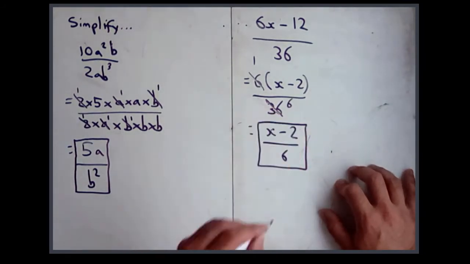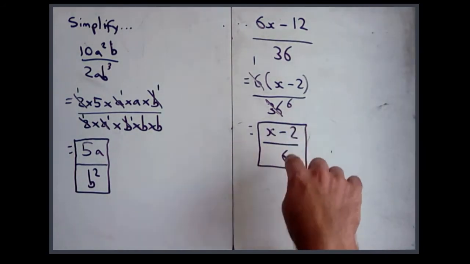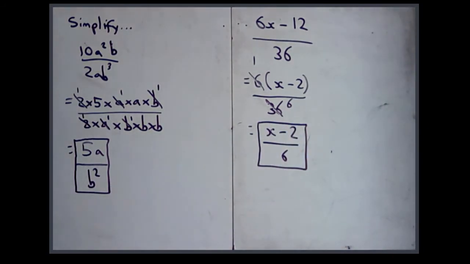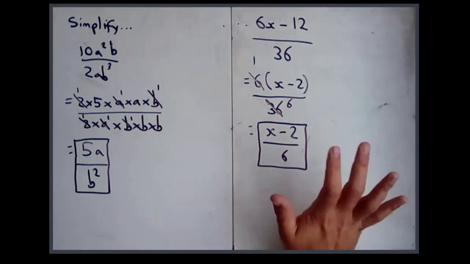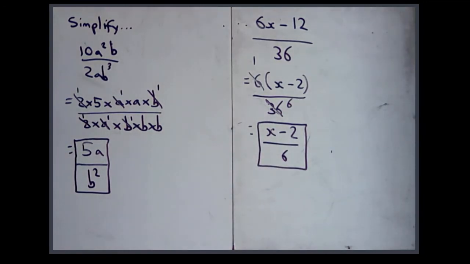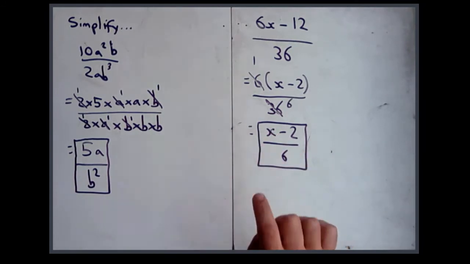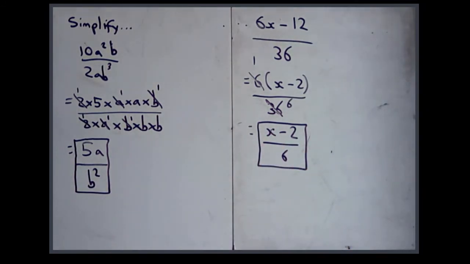You will see a lot of people, please don't be one of them, that will look at the 2 and look at the 6 and say, oh, I can divide both of those by 2. You can't do that because you have 3 terms, x minus 2 and 6. 2 is only a factor of these 2. It is not a factor of the x as well, so you are finished.